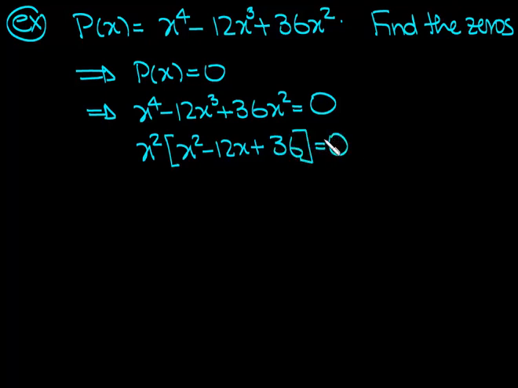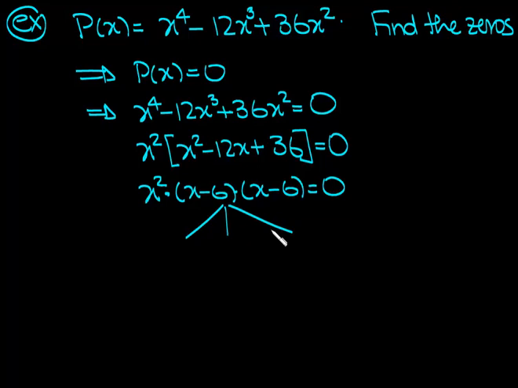Okay, now this has 3 terms, and it's degree 2, so it's really a quadratic. I can factor it on the side, and I'm hoping by now you know how to factor quadratics. If you factor this, you get x squared times (x minus 6) times (x minus 6) equal to 0. So this product is 0. I have this times this is 0. So what does that tell me?